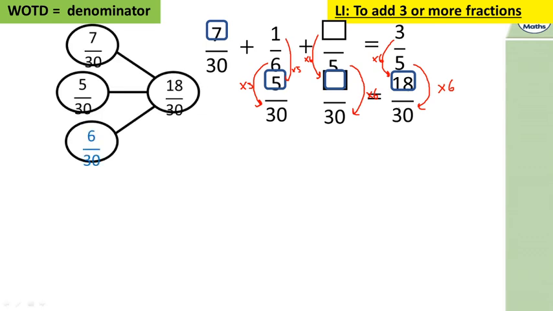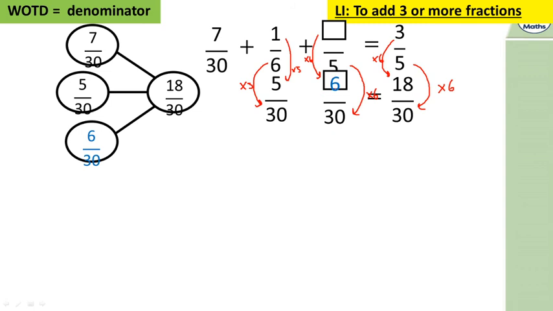Seven plus 5 is 13. Is it? 7 plus 5 is 12. Well done if you spotted that. 7 plus 5 is 12, because 7 plus 3 is 10, plus 2 more is 12. And then you need 6 more to make up those 18. So 7 plus 5 plus 6 is 18. So here we now have 6/30.